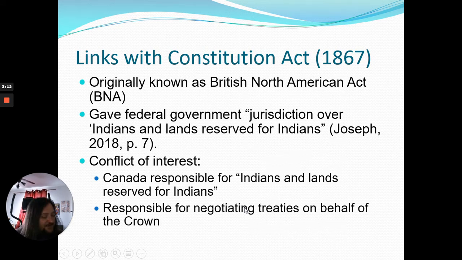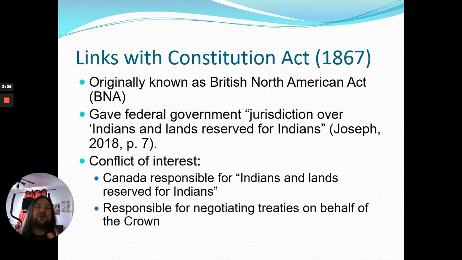And I find it interesting. At the beginning of this little chapter called the Indian Act, which is that first chunk you're going to be reading for this week's reading assignment, Bob Joseph talks about how the BNA, in giving Canada this jurisdiction, put Canada in a conflict of interest.